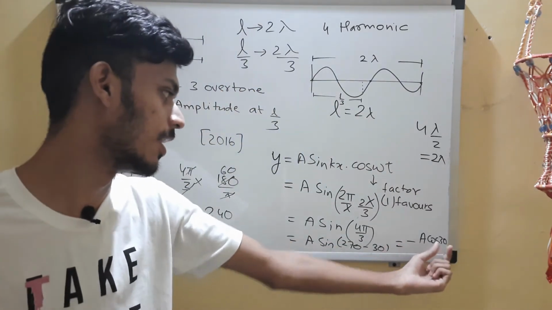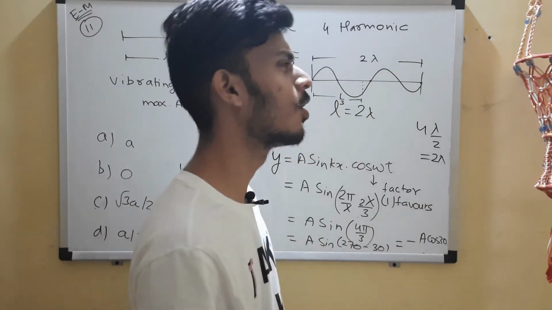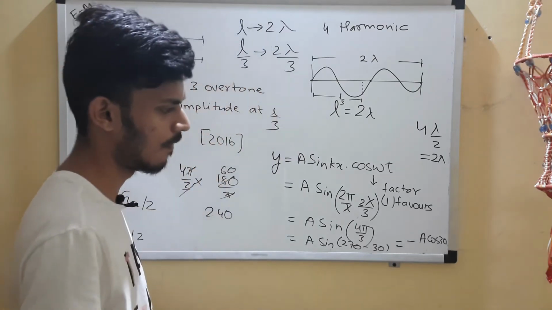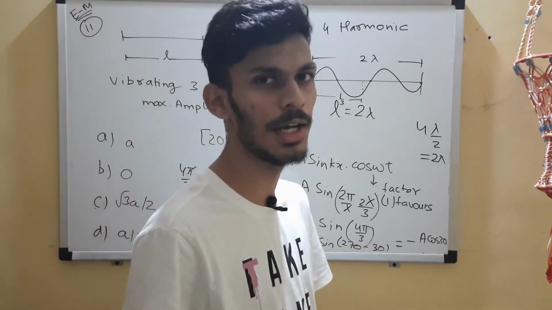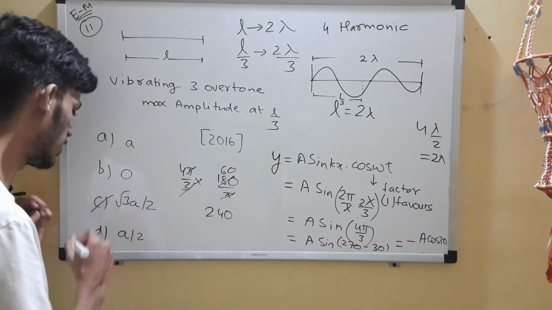Okay, minus cos theta, minus cos 30. So minus a into cos 30. Cos 30 is root 3 by 2, right? So minus root 3a by 2. So option C is the correct choice.